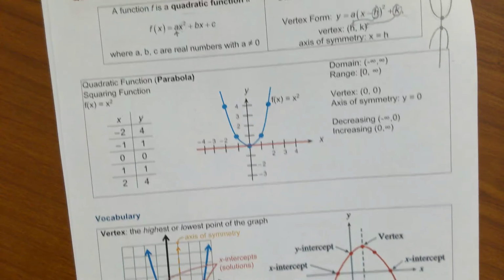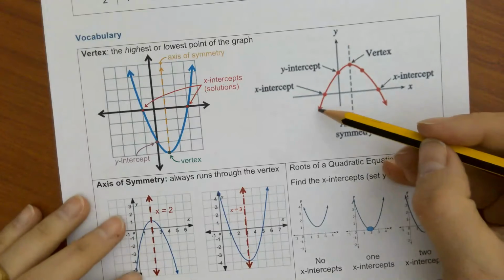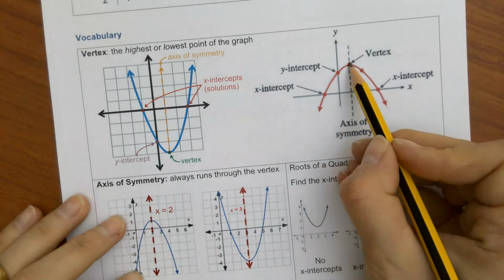Okay? So let's look at some vocabulary. So here's a parabola that opens down, and here's the vertex.